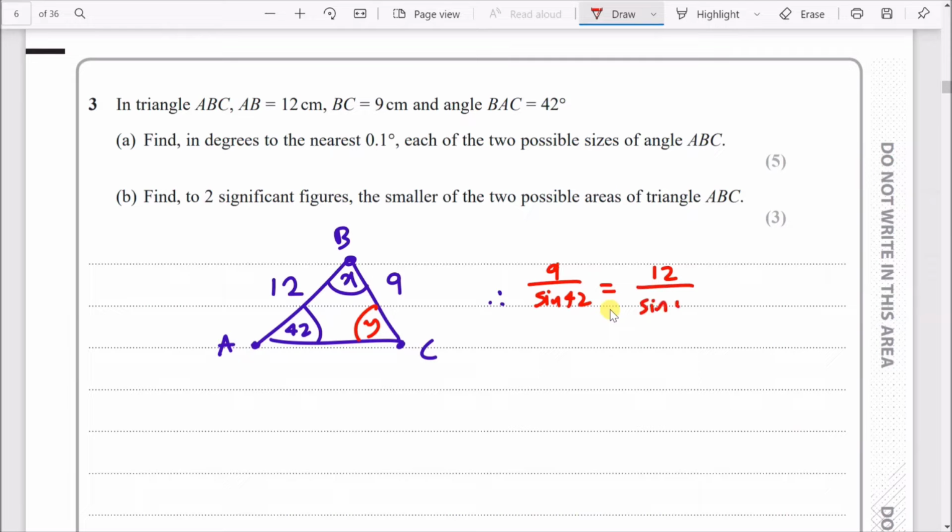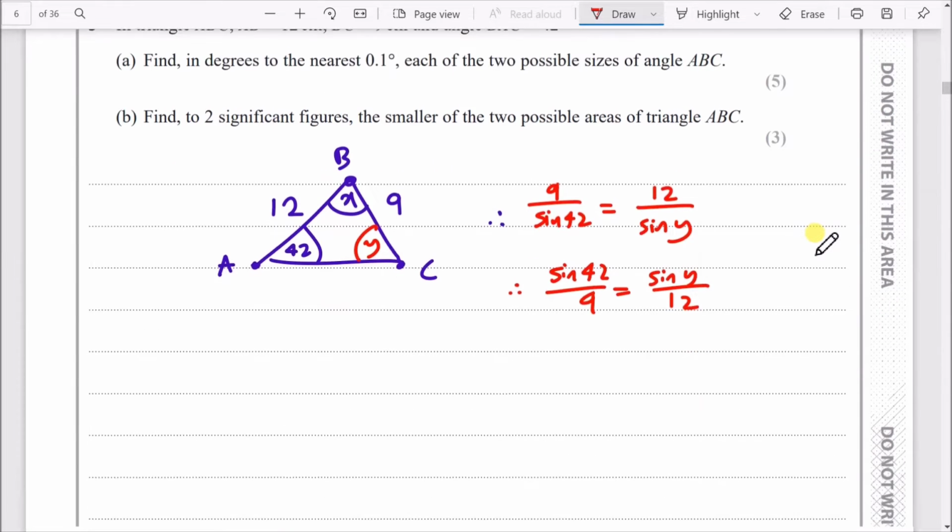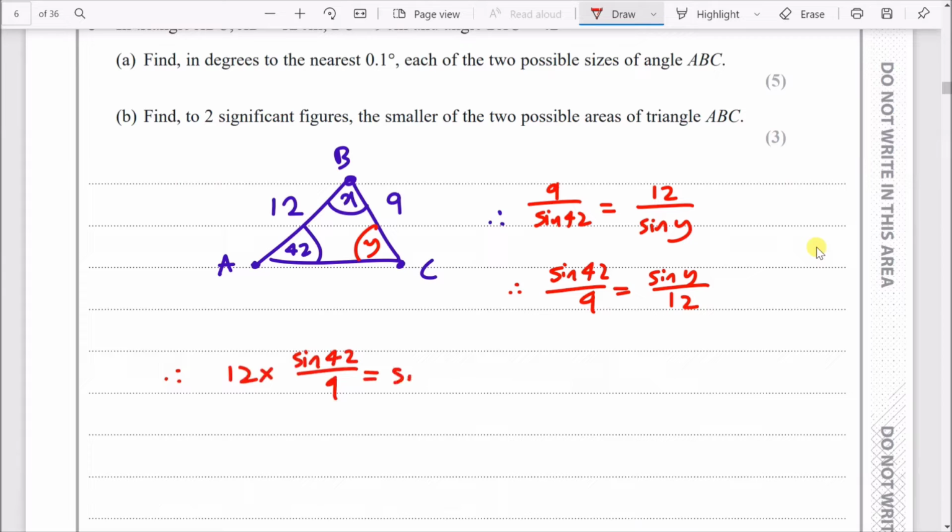Okay, cool. So now all we have to do is pretty much rearrange to make sine y the subject. So another way you could do this is write it upside down. So we're going to have sine 42 over 9 equals sine y over 12. This is easier because that way we can just multiply 12 across to get sine y. So multiplying 12 across, guys, we're going to now have 12 times sine 42 over 9, and that equals sine y.